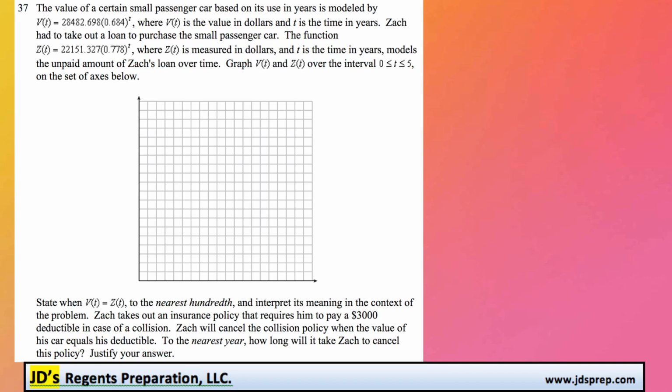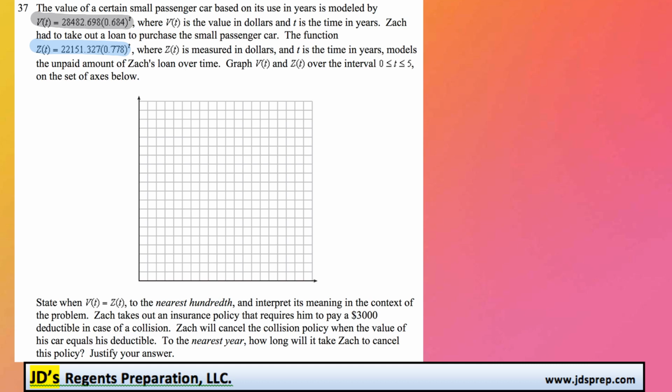Welcome to question number 37, the last one from the August 2017 Algebra 2 exam. In this question, we're given two equations. One represents the value of this car, that's v of t, and also z of t, which represents the amount of money that Zach still owes over time. So we're going to be graphing these to start off.